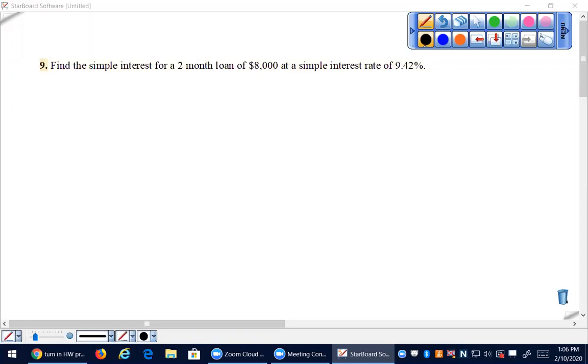Anyway, okay. Find simple interest. 2 months, $8,000 loan, 9.42%. So we had this formula: interest equals principal times rate times time. Does that ring a bell?